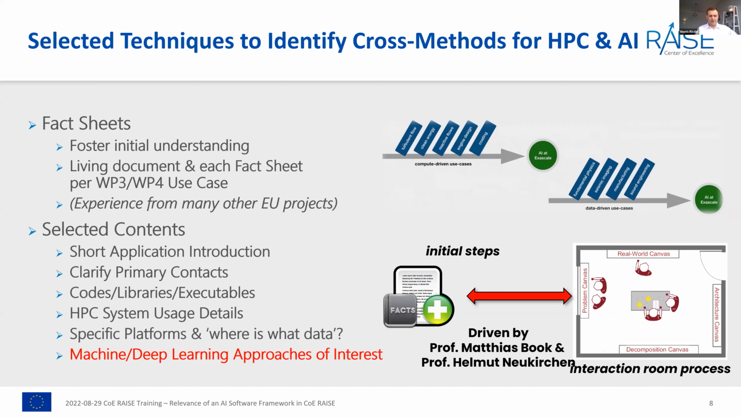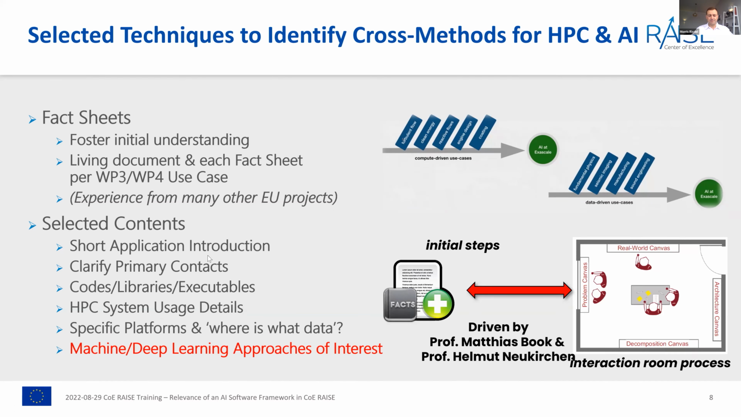Then the next idea was doing interaction rooms, which are a much more interactive way between the use cases to think about what the codes and libraries are in detail, what the contacts are, but also what the HPC system usage is at the moment, or where you want to go. Are you using EuroHPC machines? Do you do EuroHPC regular calls right now? Which platforms do you want to go to? Of course, this goes alongside one of the key elements here in RAISE as well, the machine and deep learning approaches that we discuss.